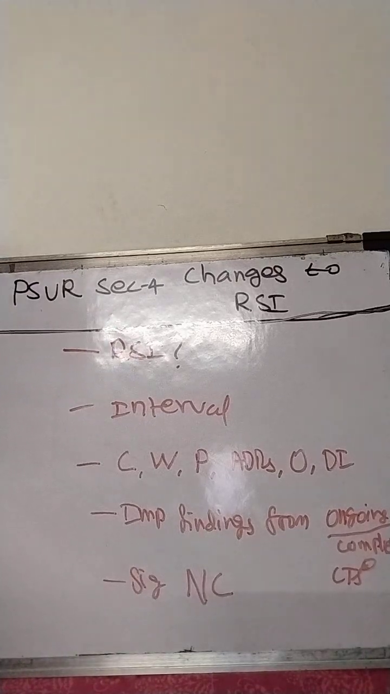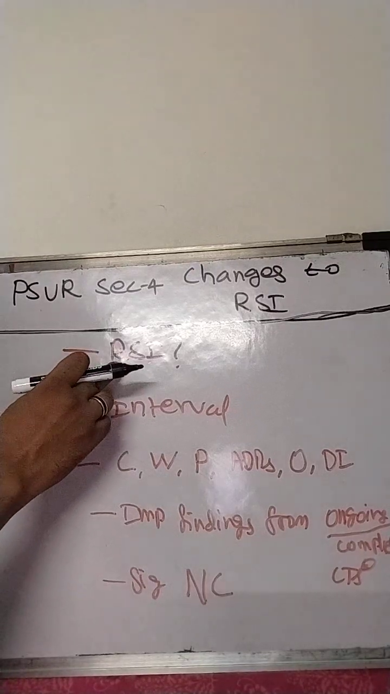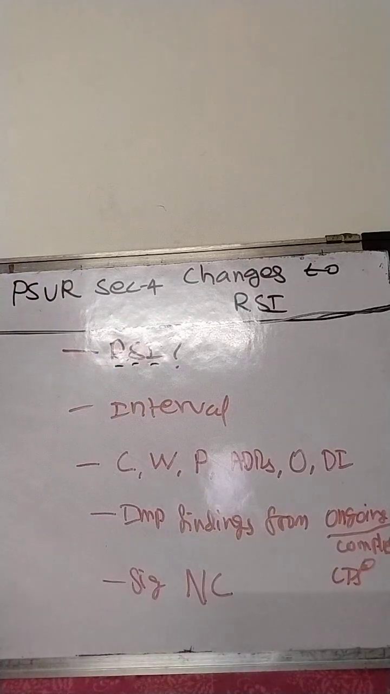Hello everyone. So in this session we are going to see about PSUR section 4 that talks about changes to RSI. So RSI, the reference safety information. So for that particular product we need to check what is the RSI.